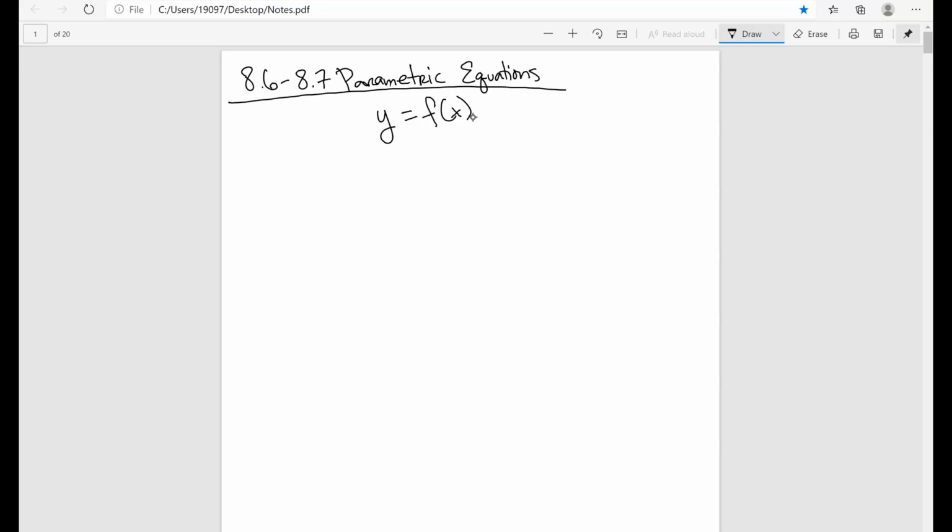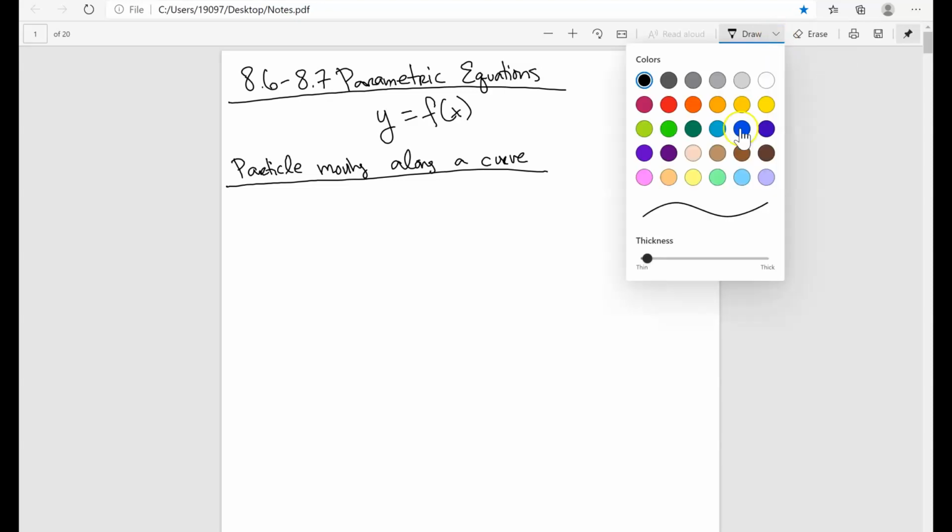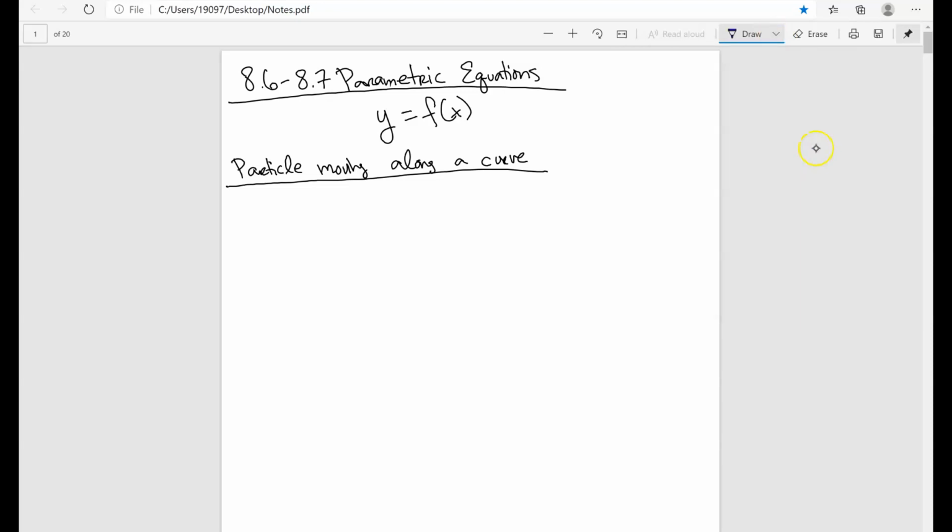We're going to start off with something called a particle moving along a curve. So let's say we have a particle moving along a curve. Typically, parametric equations appear a lot in physics and in Calc 3, so you'll see this again in Calculus 3 if you go there. Basically, the idea is that you want to model a particle's movement. So maybe it looks kind of like this. Goes this way, then it goes back, and then continues on.